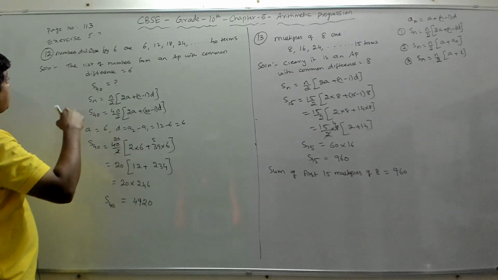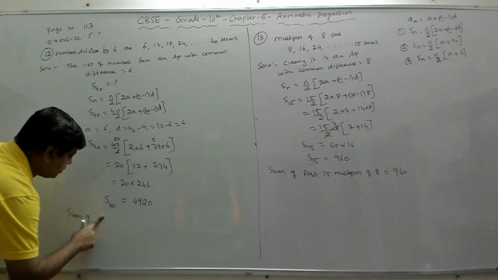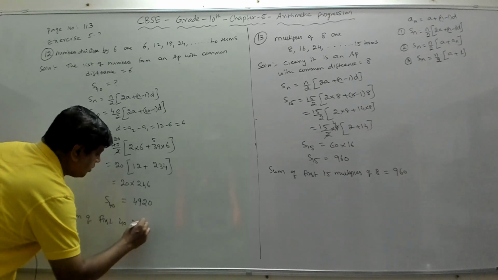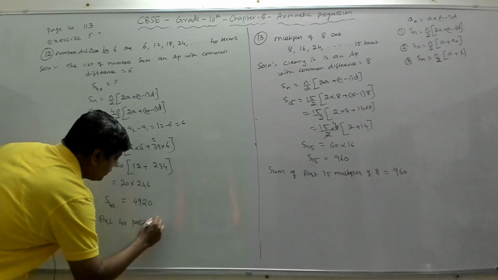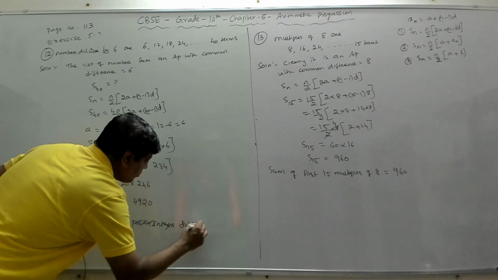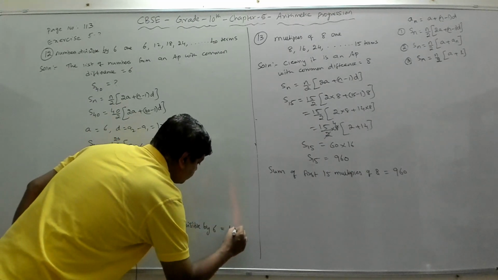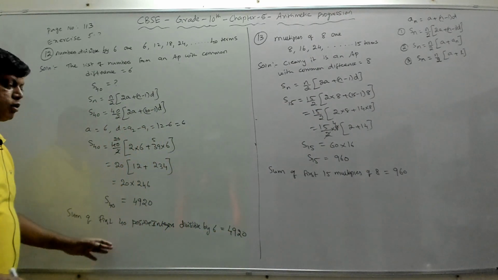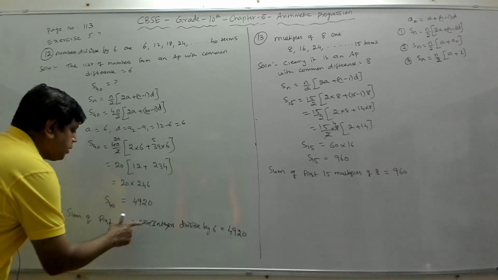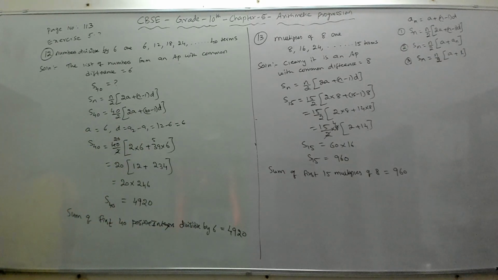Here also you can say the sum of the first 40 numbers divisible by 6, that is, the sum of first 40 positive integers divisible by 6 is equal to 4920. It's a conclusion step. It's better to write this conclusion step: sum of first 40 positive integers divisible by 6 equal to 4920. Fine. So all of you can pause the video and take the notes.